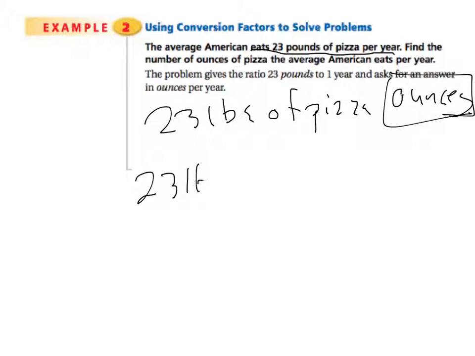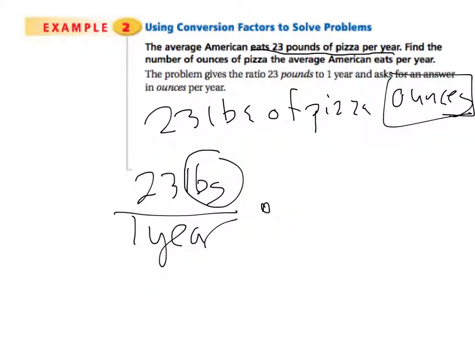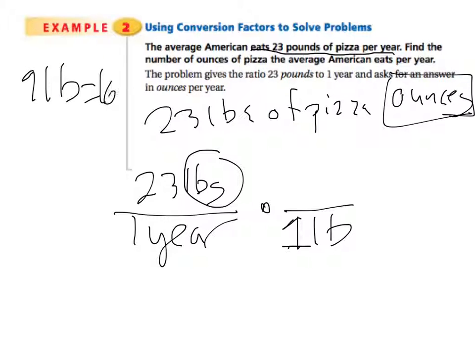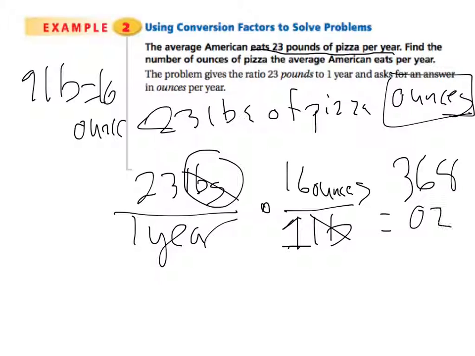So 23 pounds over 1 year, because it's 23 pounds per year, times, we want whatever is up here, down here. So it's 1 pound. For 1 pound, we also have to figure out how many ounces it is. 1 pound is 16 ounces, so we're going to multiply by 16 ounces here. If we multiply by 16 ounces, the pounds will cancel. Then we multiply 16 times 23, and we get 368 ounces per year.